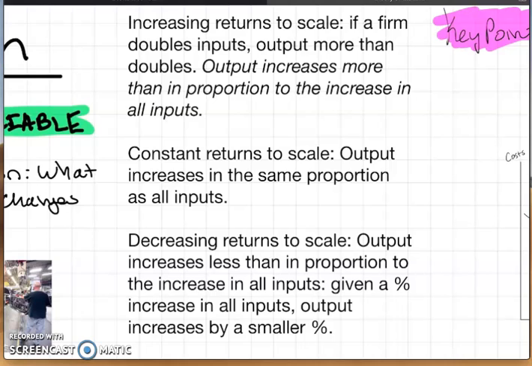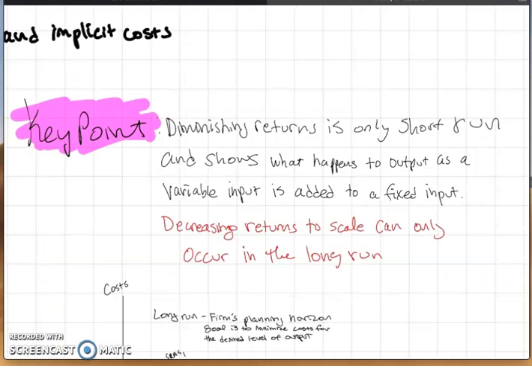Given any percentage increase in all my inputs, my output is increasing by a smaller percentage. I'm essentially becoming less efficient as my firm becomes larger and larger and larger. Now, it's an important key point to distinguish our increasing and decreasing returns to scale from the law that we learned that applies in the short run.